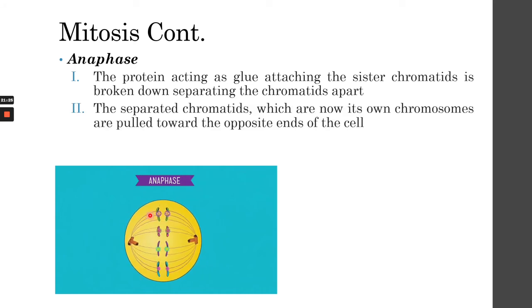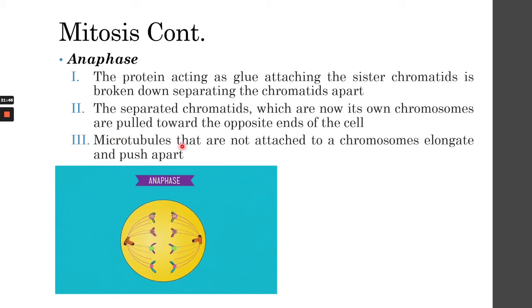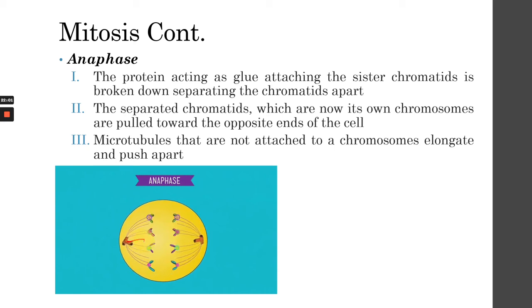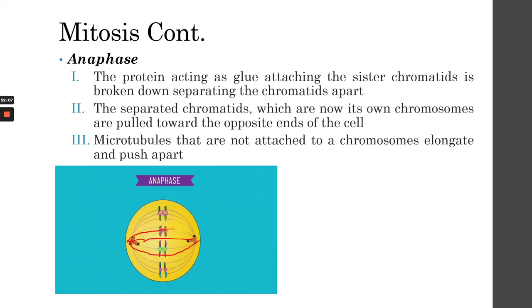And what happens is that the separated chromatids, which are now their own chromosomes, are pulled towards the opposite ends of the cell. The microtubules will start to pull on those chromosomes towards one side and towards the other side. There are also some microtubules that are not attached to the chromosomes. You may not see them here, but there are some microtubules that are not attached to the kinetochore, and they create a line. If I'm going to draw that, it should look something like this. From the centrosomes, there are microtubules that are not connected to the kinetochore.